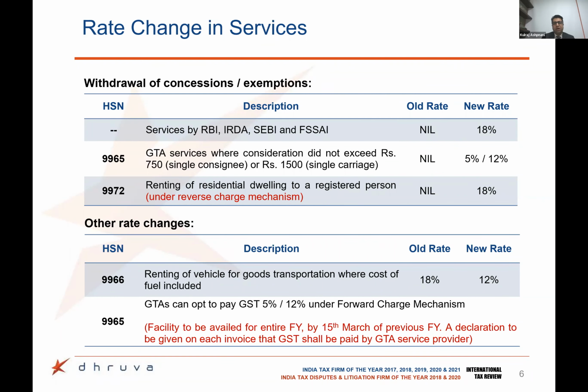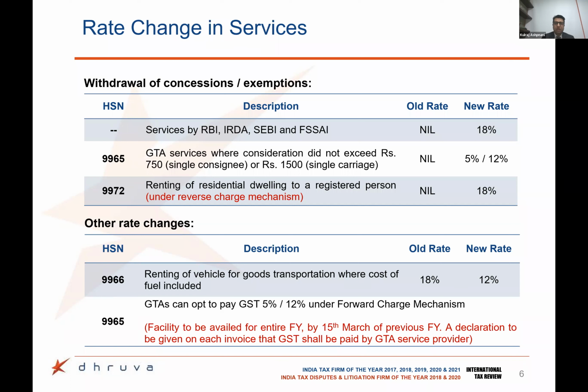Other rate changes: under 9966 is a category where there's renting of vehicles for transportation of goods, where the cost of fuel is included in the consideration charged. Till now, it was subject to a GST of 18%. A new rate of 12% has now been prescribed for this category. There has been debate around this category, whether it will be GTA services or renting services. The government has now tried to ensure that there's no rate arbitrage, because the GTA can very well charge a GST of 12%, and these services too attract a forward charge GST of 12% only.